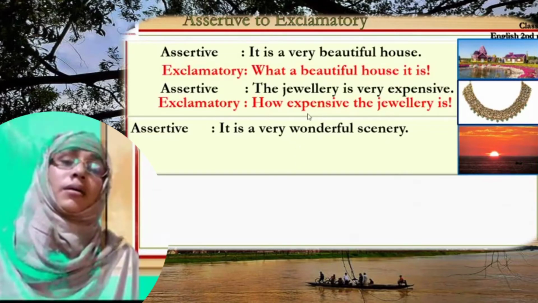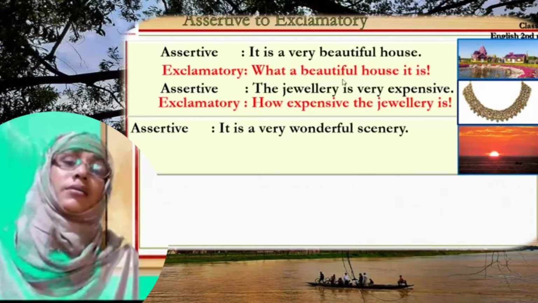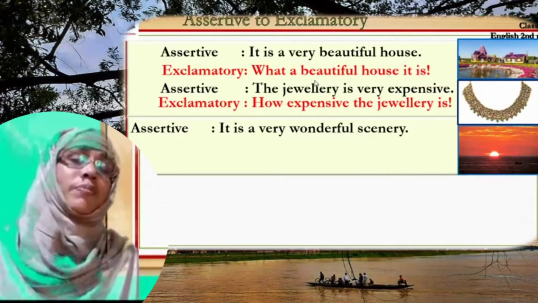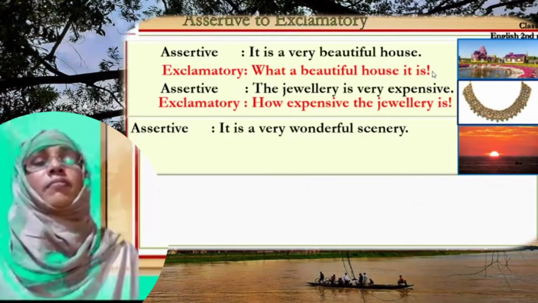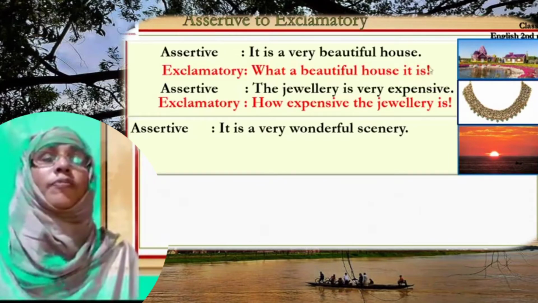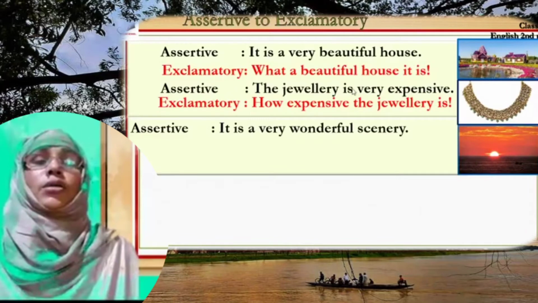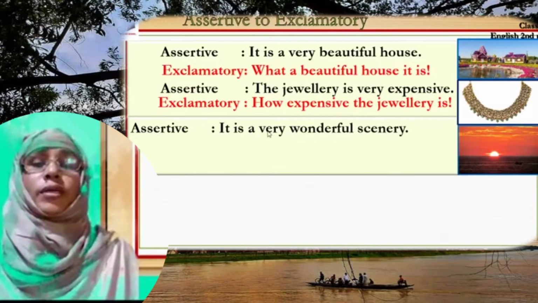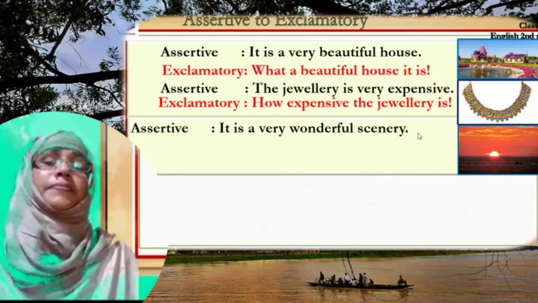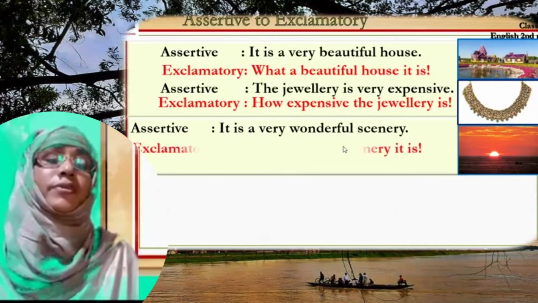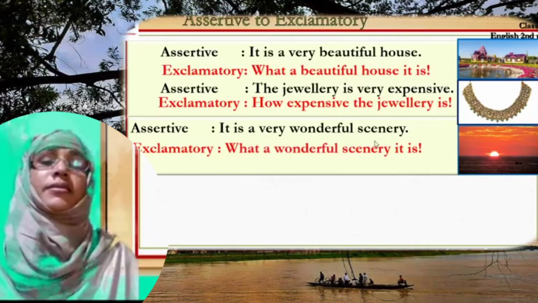The sentence starts with what or how, and ends with an exclamation mark, the note of exclamation. So, can we do this? It is a very wonderful scenery. What a wonderful scenery it is.